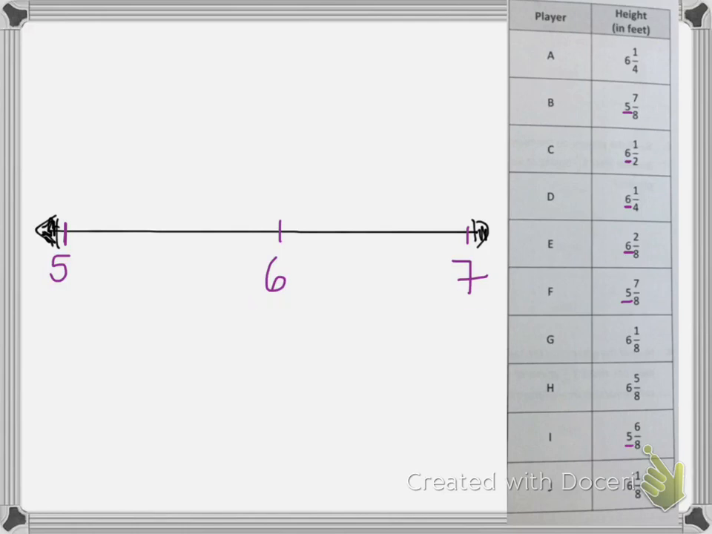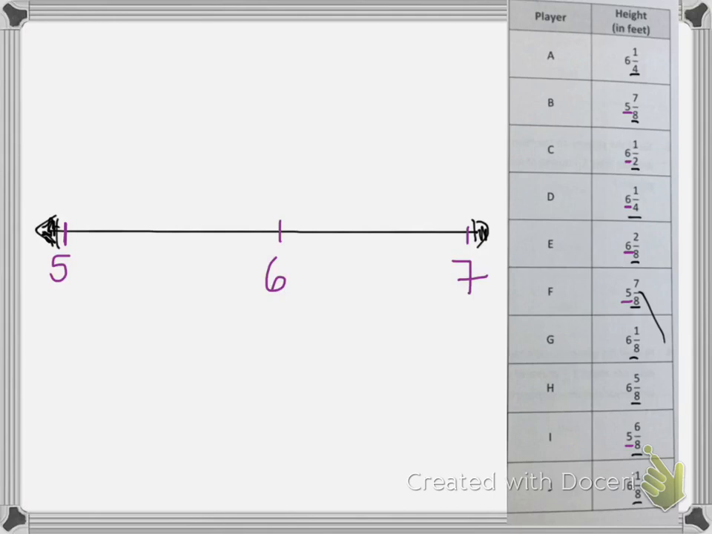So let's start. Oh, we can't start plotting until we have our denominator. So what are we going to cut this into? I see a lot of different denominators. I see fourths. I see eighths. I see halves. I see fourths. I see eighths.